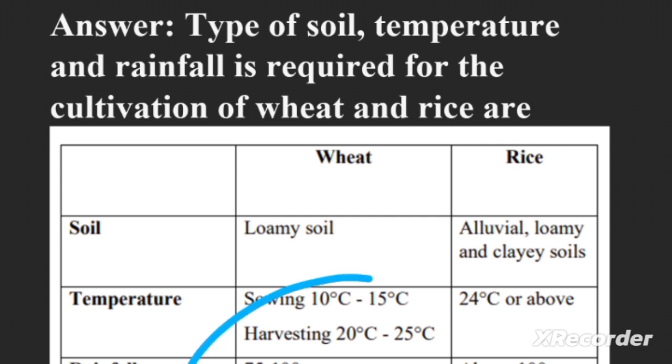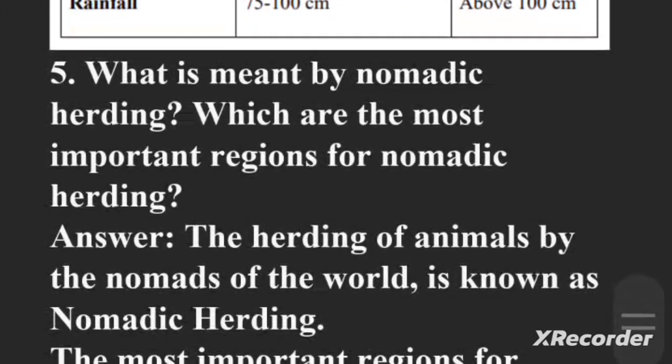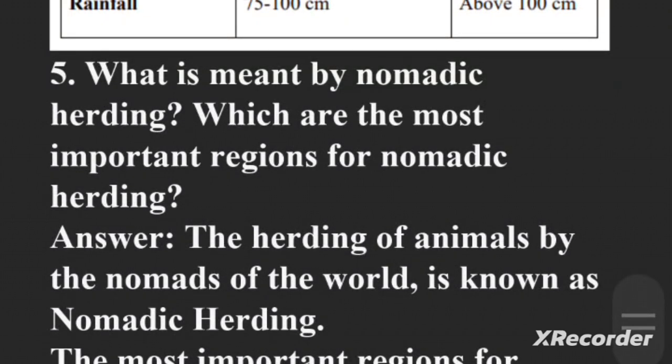And what amount of rainfall do we need for wheat? 75 to 100 centimeter, and rice needs a lot of water, above 100 centimeter. Now coming to the last question of question number D. What is meant by nomadic herding? Which are the most important reasons for nomadic herding?